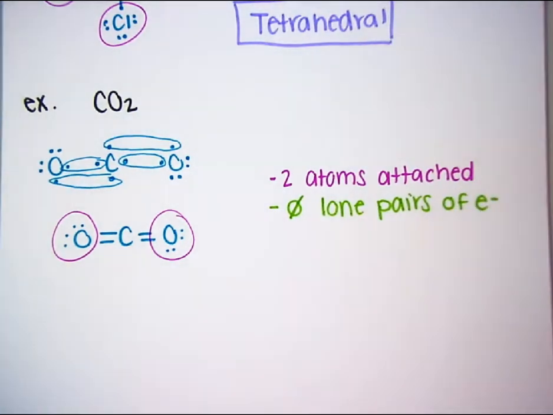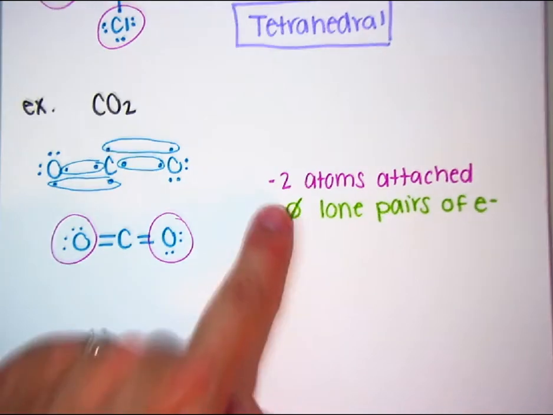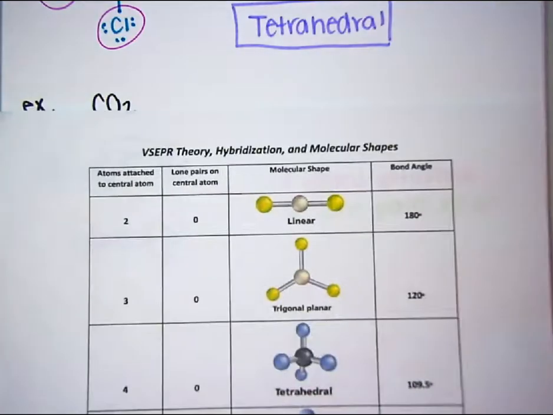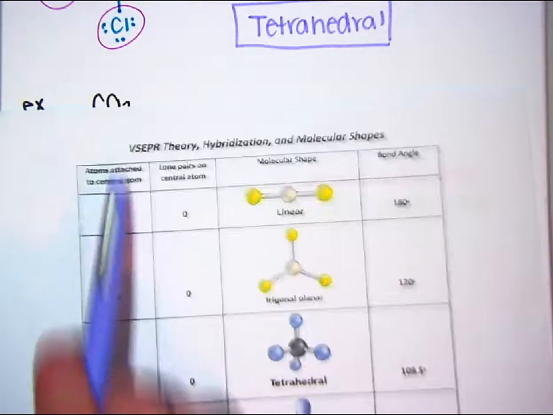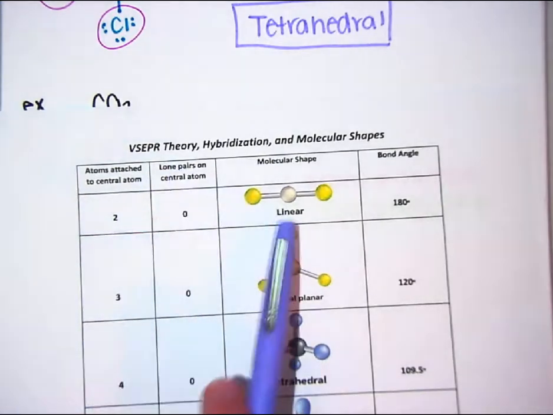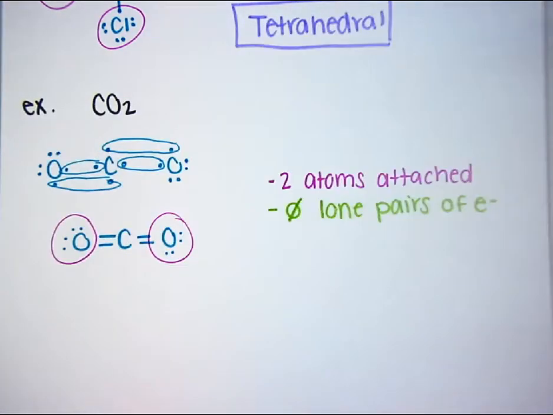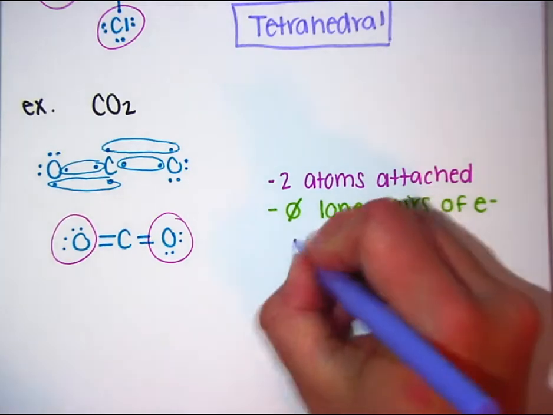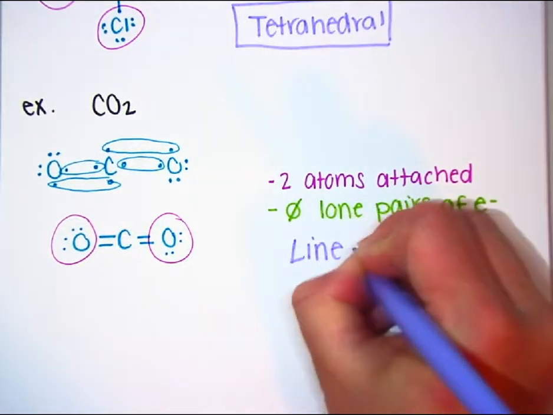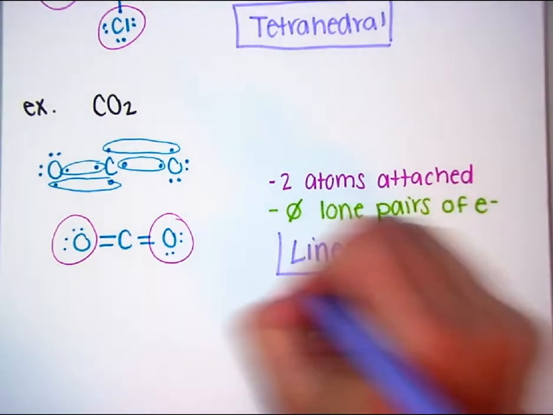So then last step is we can use our reference sheet. We're looking for 2 atoms attached with 0 lone pairs. 2 atoms attached, 0 lone pairs. My shape would be linear. Linear.